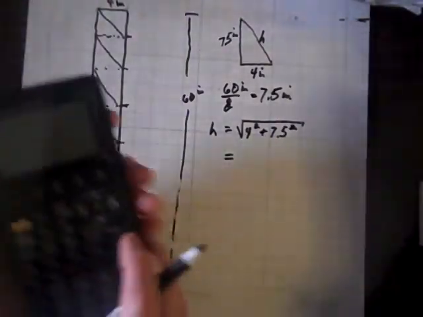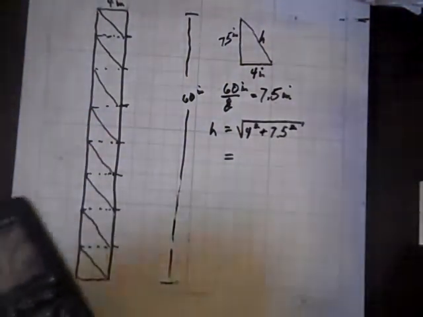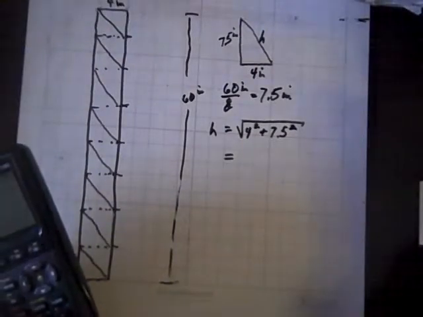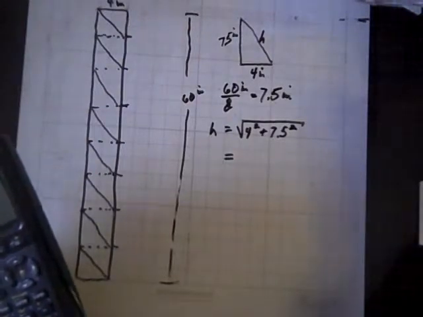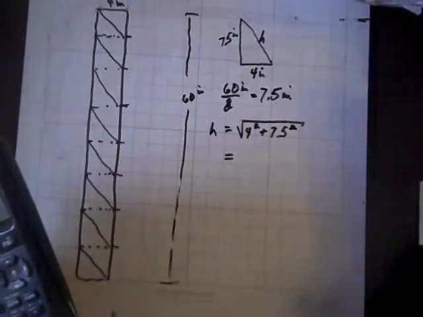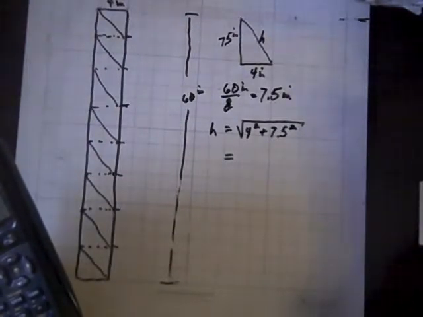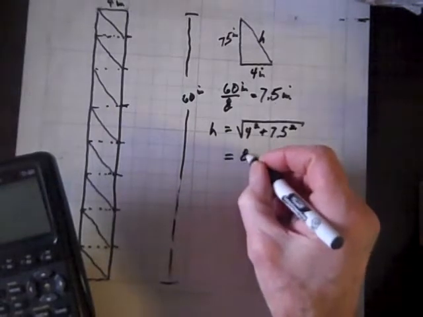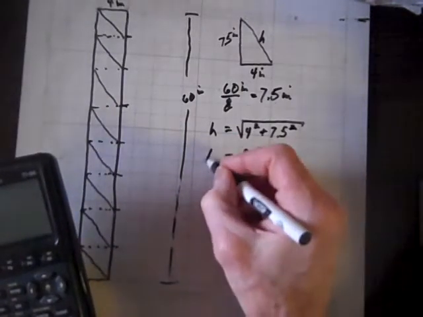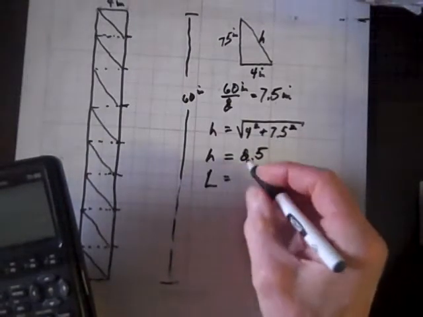And so we've got the square root of 16, which is 4 squared, plus 7.5 squared, close the parentheses, and we get 8.5. So the length of the hypotenuse is 8.5.